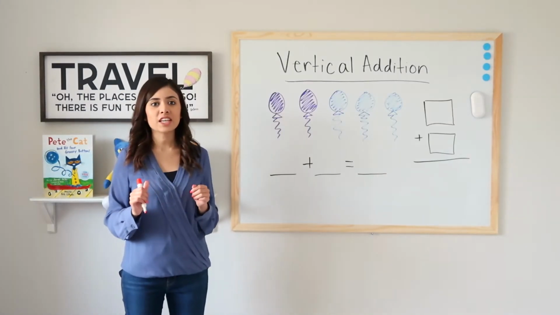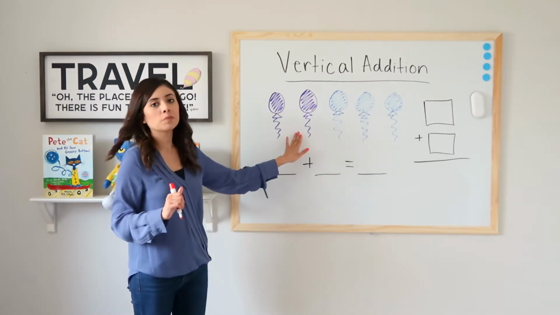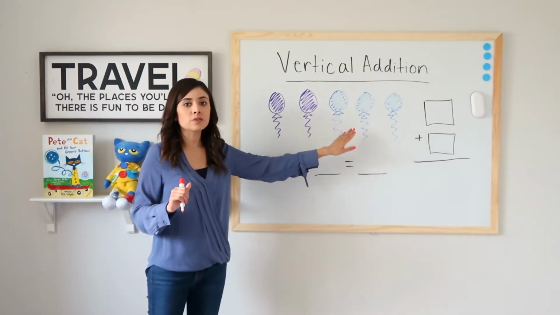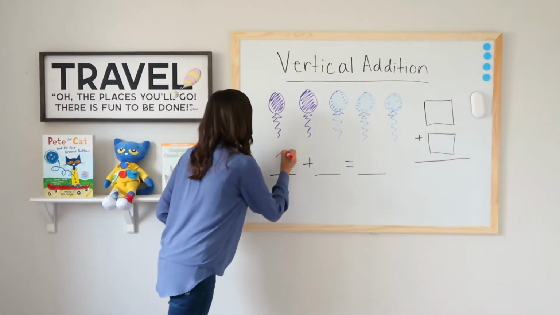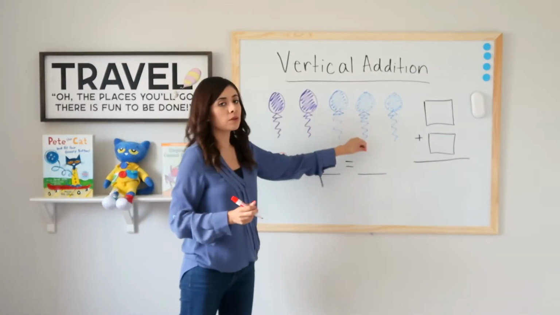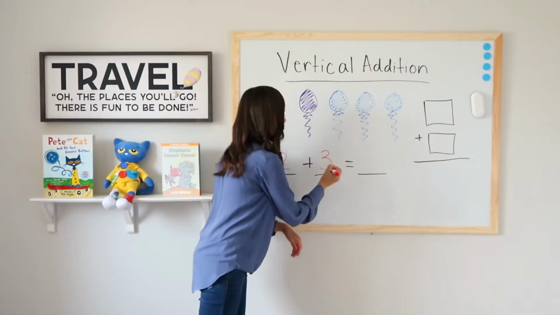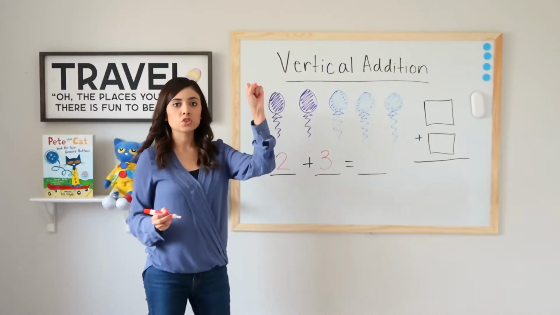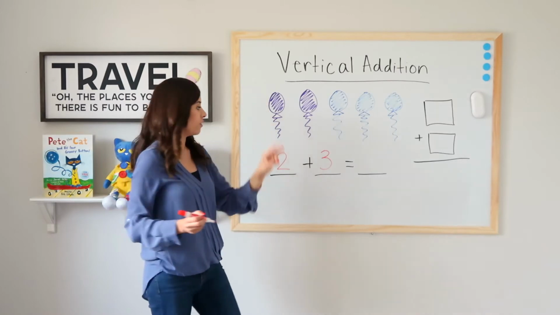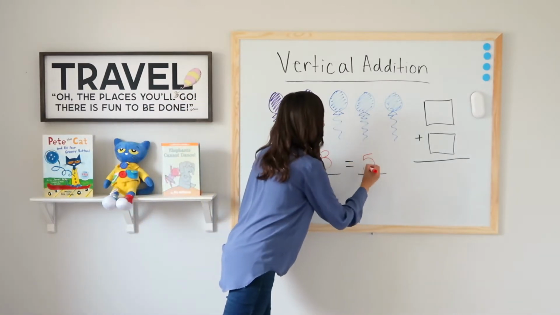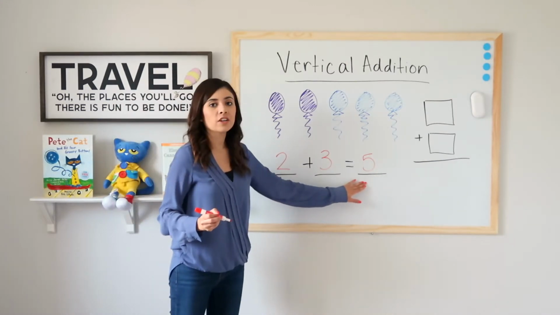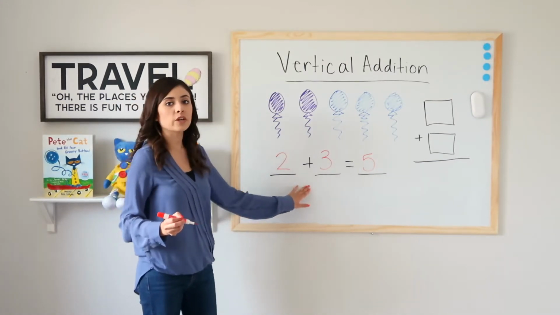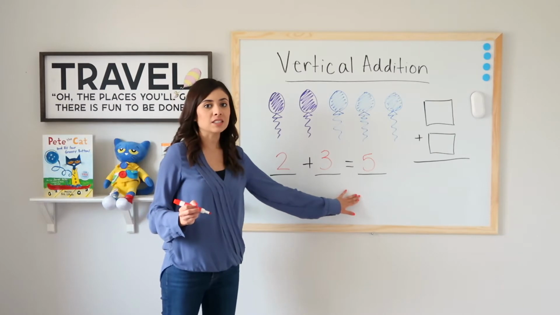Now let's go ahead and take a look at an example. I have 2 purple balloons and 3 blue balloons. I'm used to writing my 2 balloons down here and my 3 balloons over here, right? I add them together, 2, 3, 4, 5, and I write my answer there. So I have 2 plus 3 equals 5. This is how in our past videos we have been writing our addition number sentence.